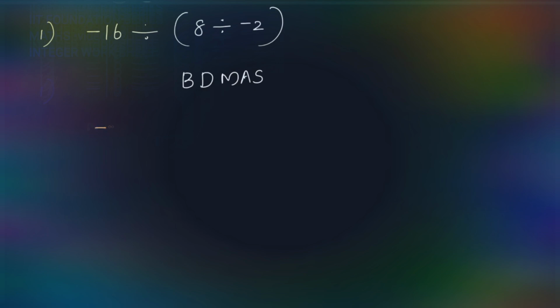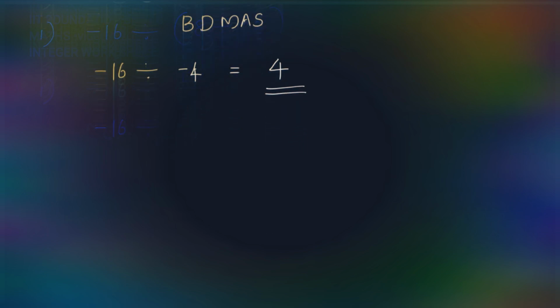So we can rewrite the question like this: minus 16 divided by, this 8 divided by minus 2 is done first, and it is equal to minus 4. And so we can write minus 16 by minus 4 equal to, operation between two negatives means the answer is positive, same as in the case of multiplication. Division and multiplication, the change is simply the reverse of operation, so the sign change is the same in multiplication and division. This is our first question.